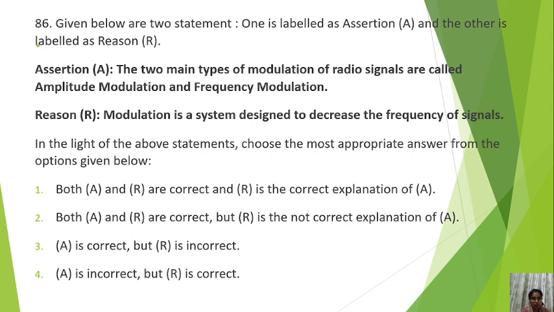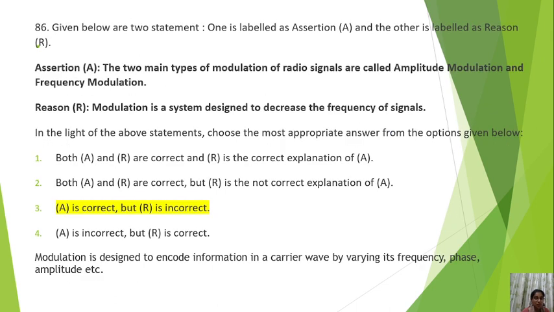So if you read the statement again, the two main types of modulation of radio signals, we all know that it is AM and FM, amplitude modulation and frequency modulation. So this seems to be true. But the second statement, modulation is a system designed to decrease the frequency of signals. If you understand the meaning of the term modulation, modulate, it is kind of regulation. So it is not to decrease, but modulation is designed to encode information in a carrier wave by varying its frequency, phase, amplitude, etc.